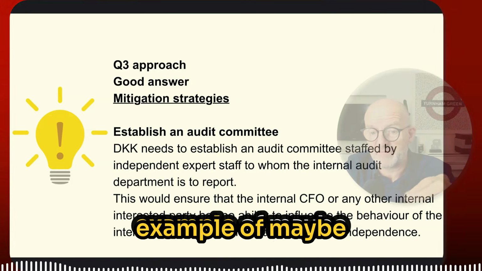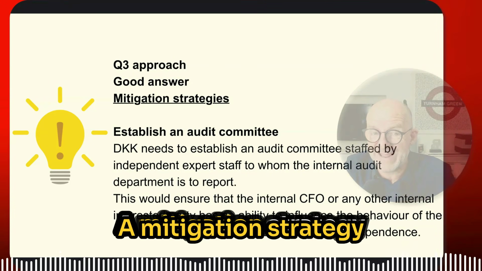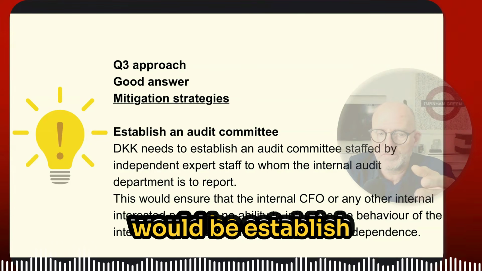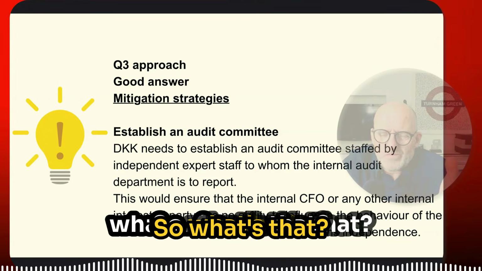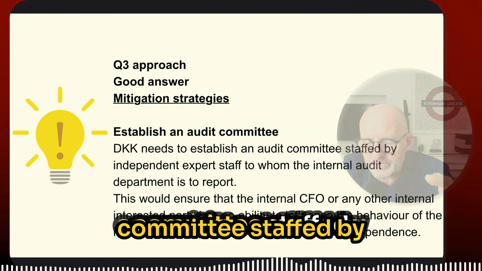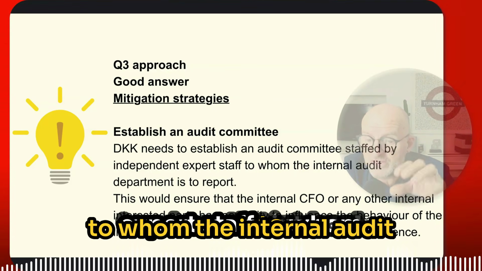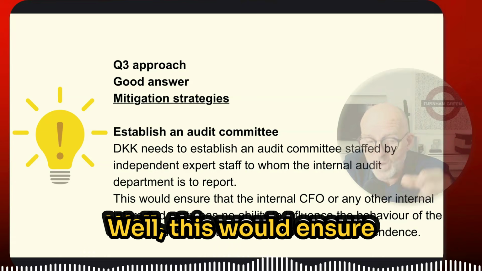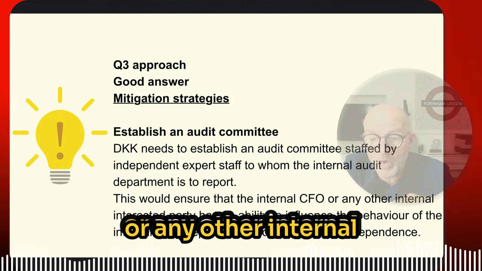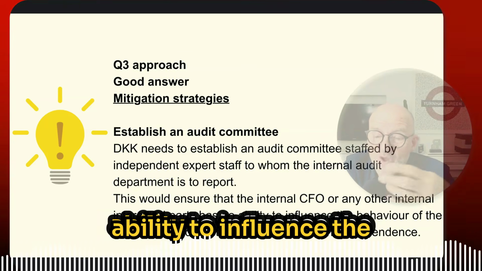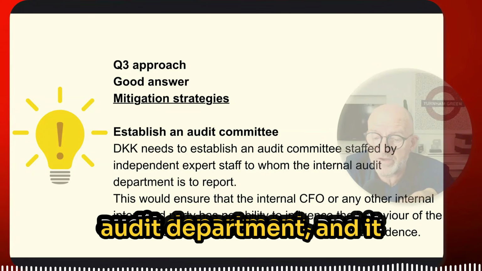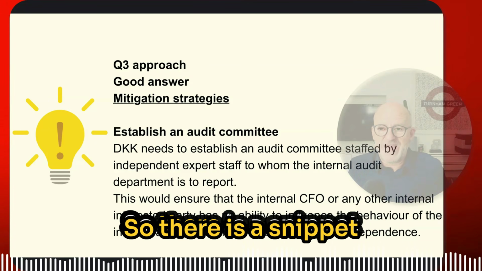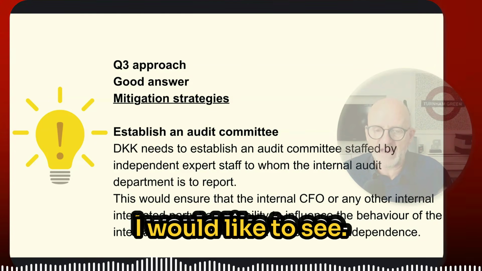Well, this is just an example of maybe a 2-mark point, a mitigation strategy to the problem of the internal auditor being intimidated: establish an audit committee. So what's that? Explain. Well, they need to establish an audit committee staffed by independent expert staff to whom the internal audit department is to report. So what? Well, this would ensure that the internal CFO or any other internal interested party has no ability to influence the behavior of the internal audit department, and it retains its independence. So there is a snippet of a style of answer I would like to see.